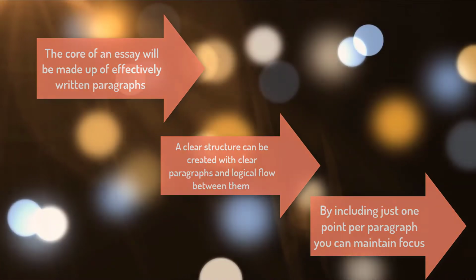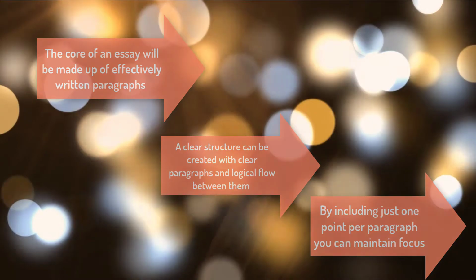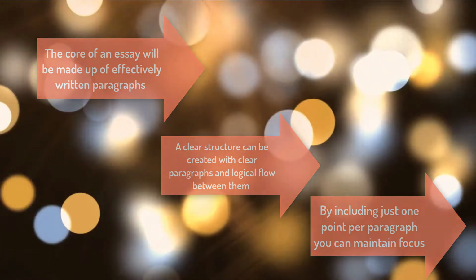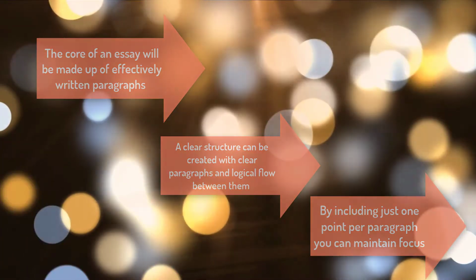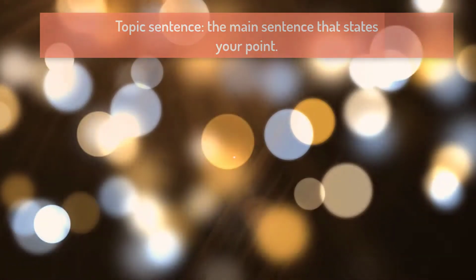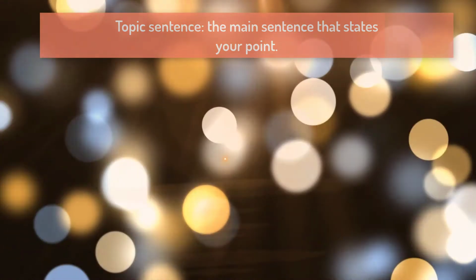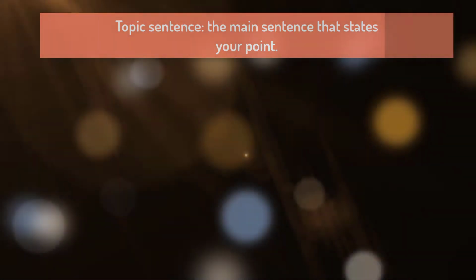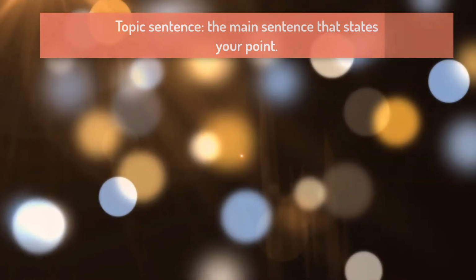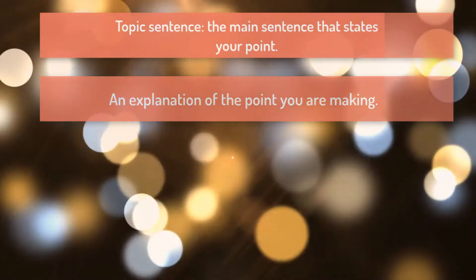You will need to write effective paragraphs to maintain a clear structure throughout and avoid assuming everyone will understand why you've structured things as you have. By including one main point in each paragraph, you can achieve this. A clear structure can be maintained by framing paragraphs with topic sentences. These contain the main point or theme the paragraph will cover. This should be followed by further explanation of this point.